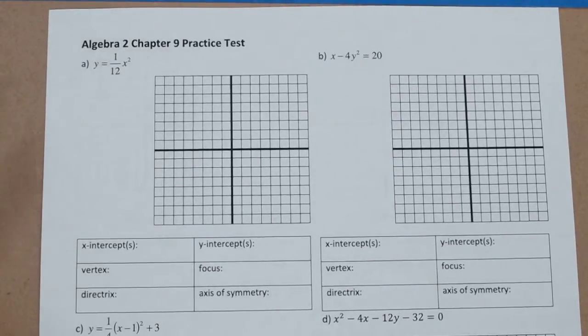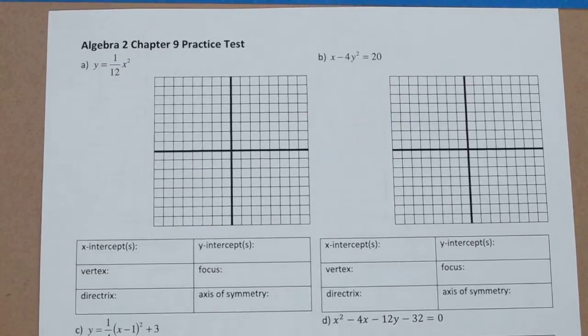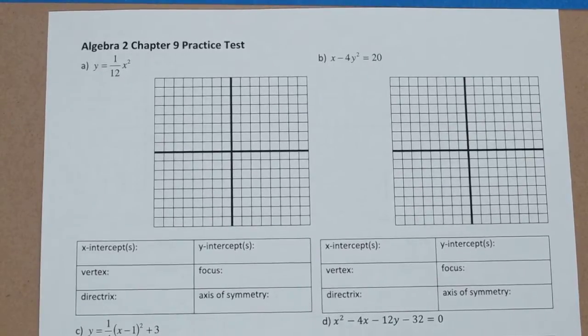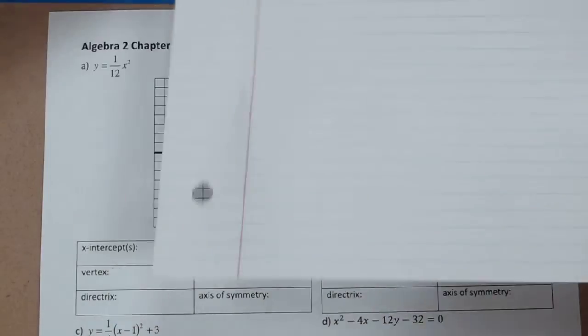On this first problem, we're going to graph a parabola. And the first thing I notice is that the variable that's squared is x. When x is the squared variable, we know this is an up-down parabola. All right, let's start by solving this for the standard equation of a parabola with the vertex at the origin.